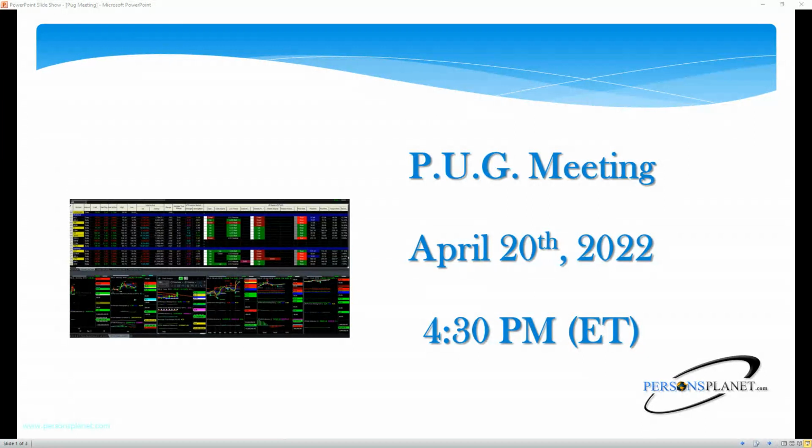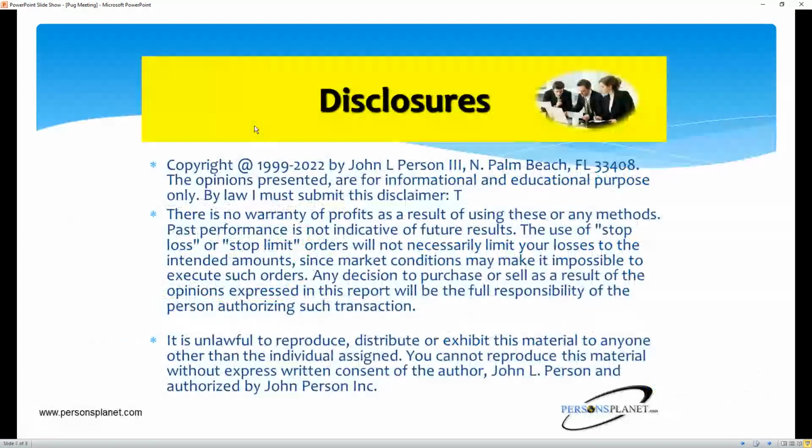So let's get into the meat and potatoes of things. What does PUG mean? Person's user group. It has to do with any of our indicators on all the platforms that we use. And so we come as a group, as a customer appreciation or follow-up service, to answer your questions in this period. So this is kind of like your time, and it's my privilege to help you guys.